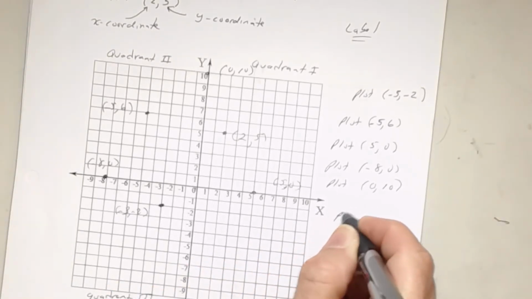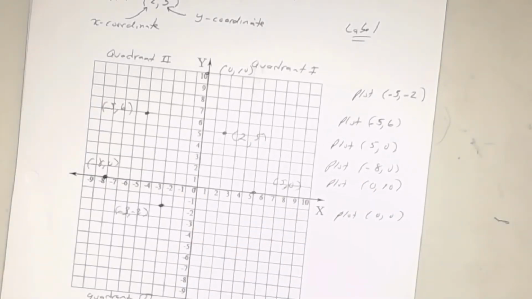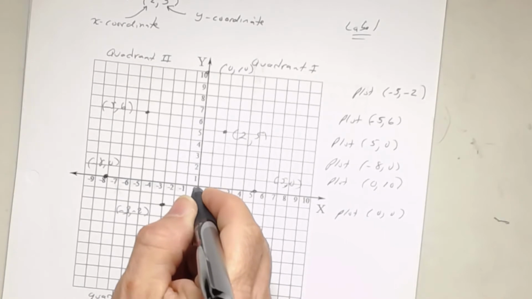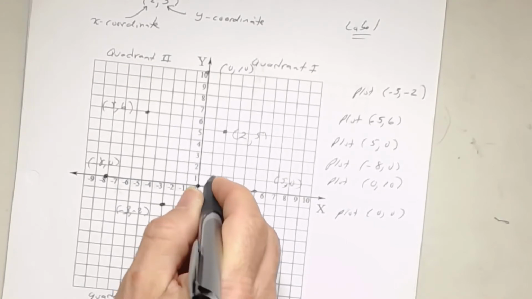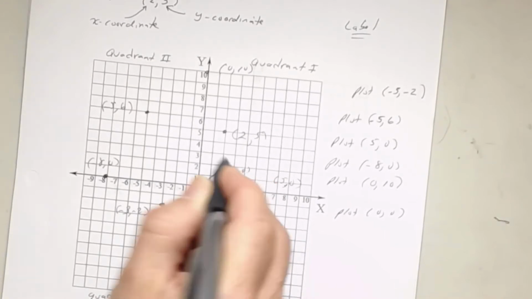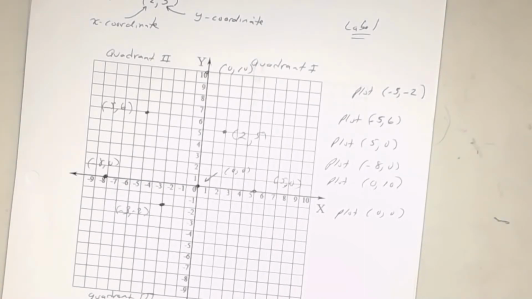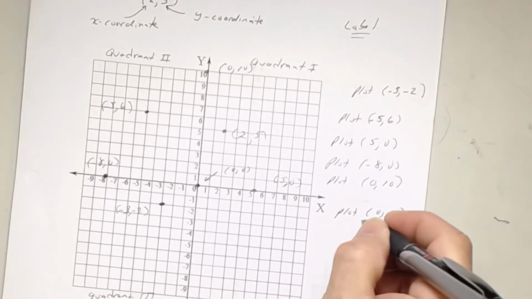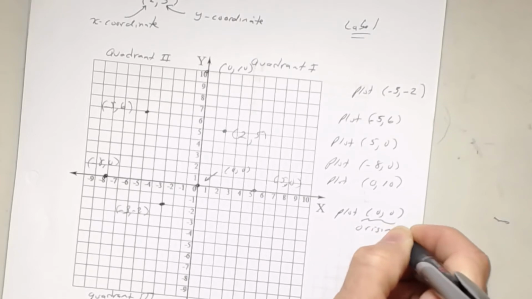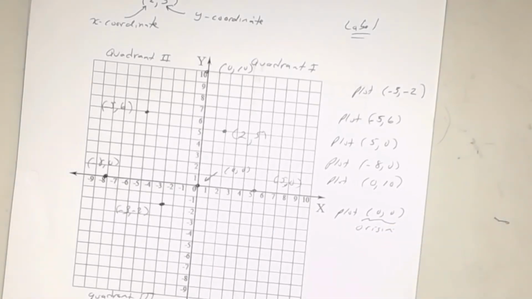Where is the point 0, 0 located? At the origin. There's the point 0, 0 right here. So 0, 0 is the origin. All right, so that's a quick review of plotting points.